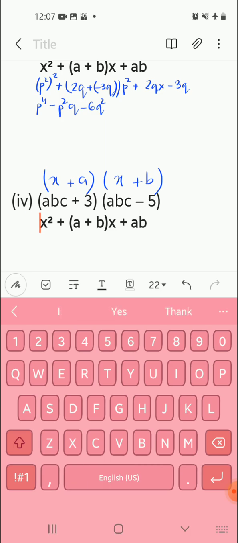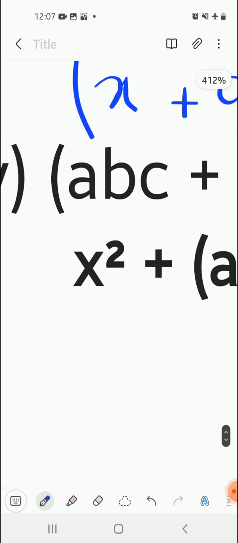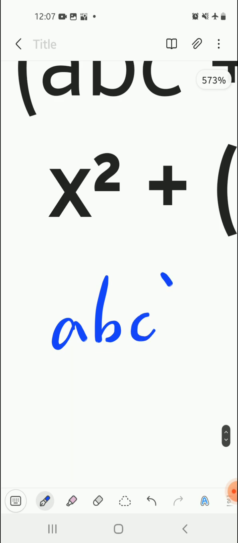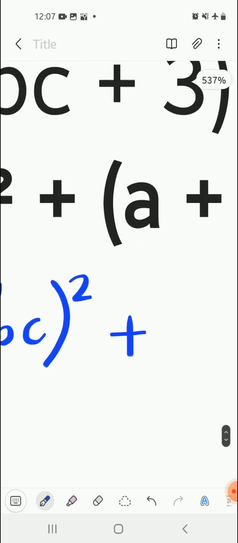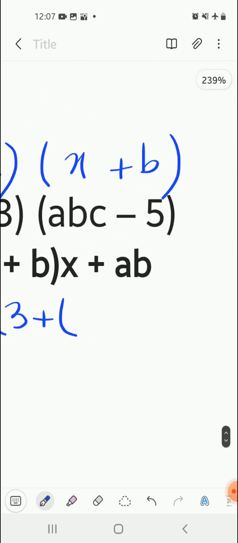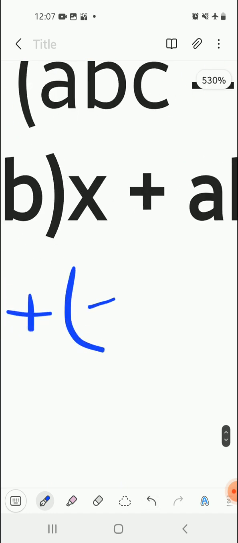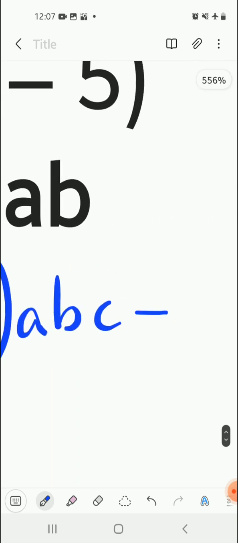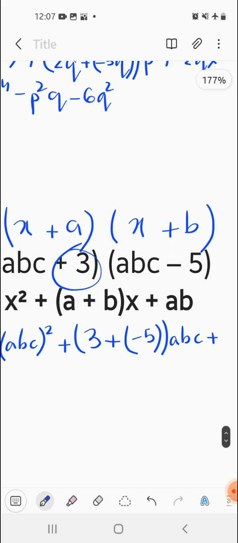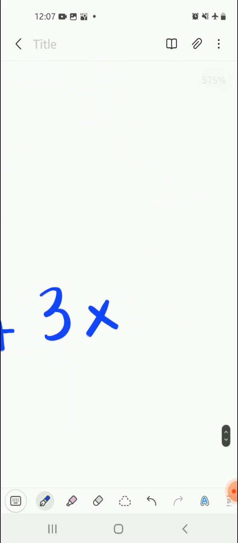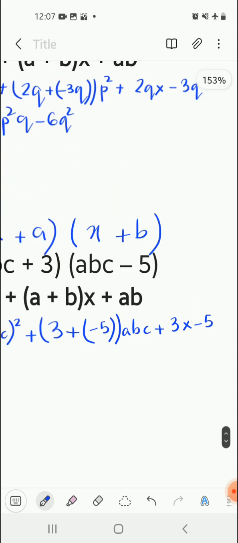Now simply substitute with whatever we have in the question. So over here, in place of x, we're going to use ABC. So (ABC) squared, plus in place of A, we are going to use 3. In place of B, we are going to use minus 5. x is ABC plus AB, A into B. A is plus 3 and B is minus 5. So we're going to write plus 3 into minus 5. We're going to solve it.